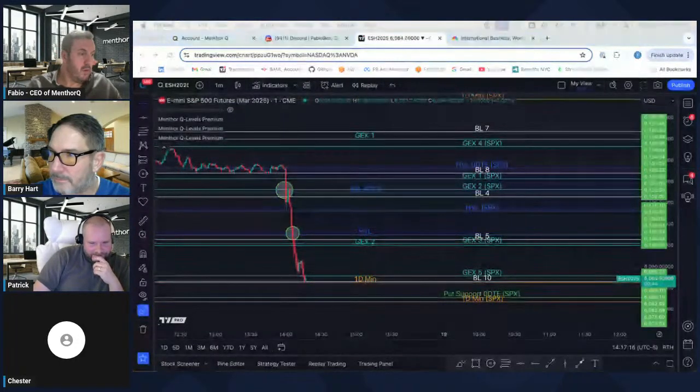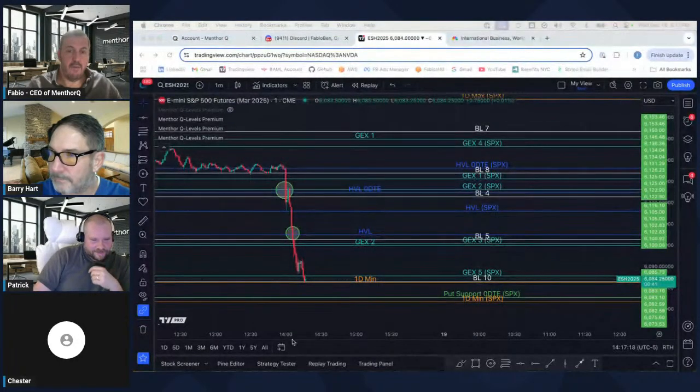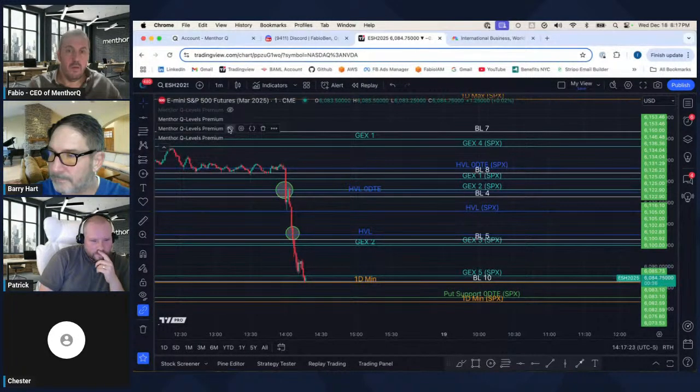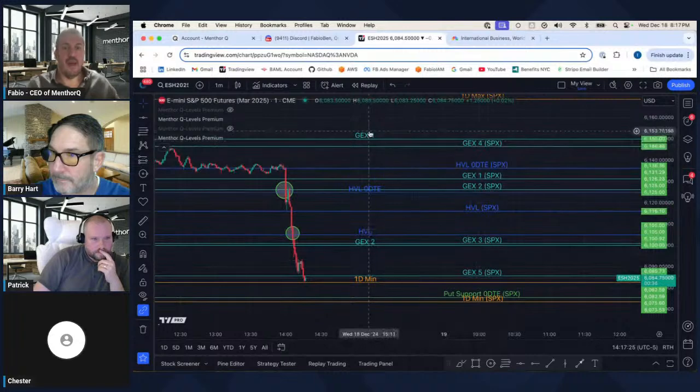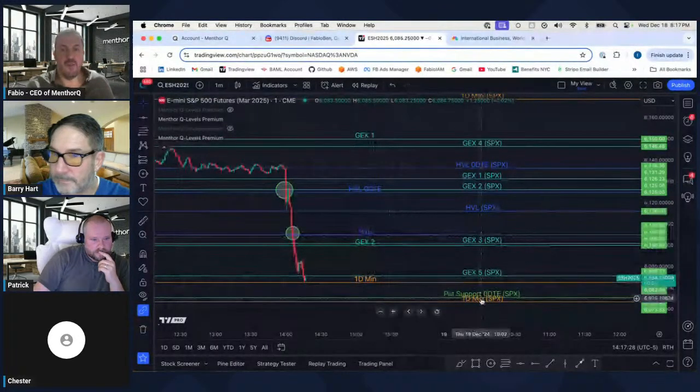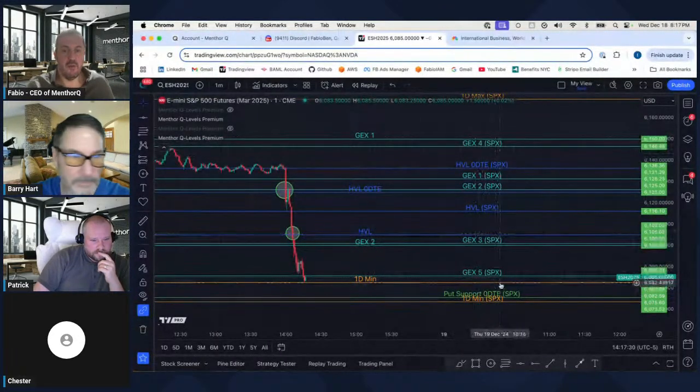We'll find out. So here we have in the center our futures level right here, and then this is our SPX intraday levels right there.